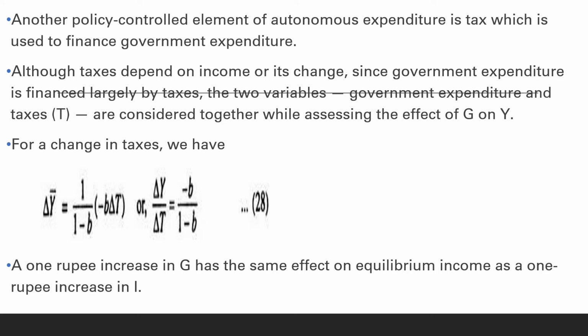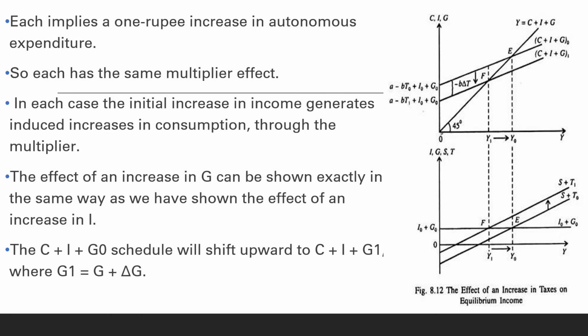A 1 rupee increase in government expenditure has the same effect on equilibrium income as a 1 rupee increase in investment. Each implies a 1 rupee increase in autonomous expenditure, so each has a multiplier effect. In each case, the initial increase in income generates an induced increase in consumption through the multiplier. The effect of an increase in government expenditure is shown exactly in the same way as we have shown the effect of an increase in investment.